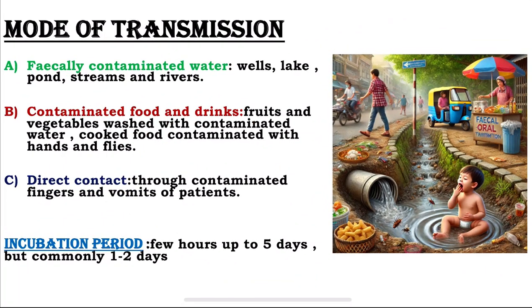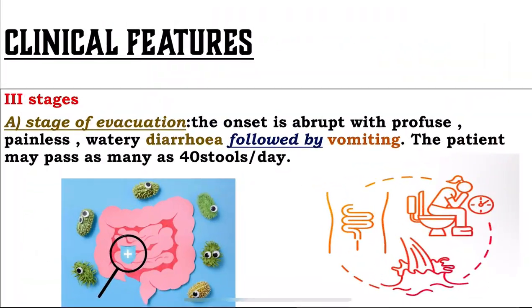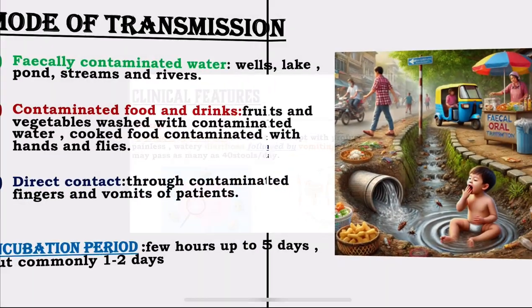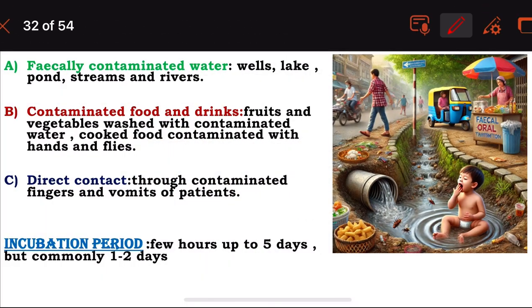Moving further to the mode of transmission: fecally contaminated water, especially from contaminated wells, lakes, ponds, streams, and rivers. You can see the transmission can occur from fecally contaminated wells which contain the Vibrio cholerae in the water, and then we have lakes, ponds, streams, and rivers.